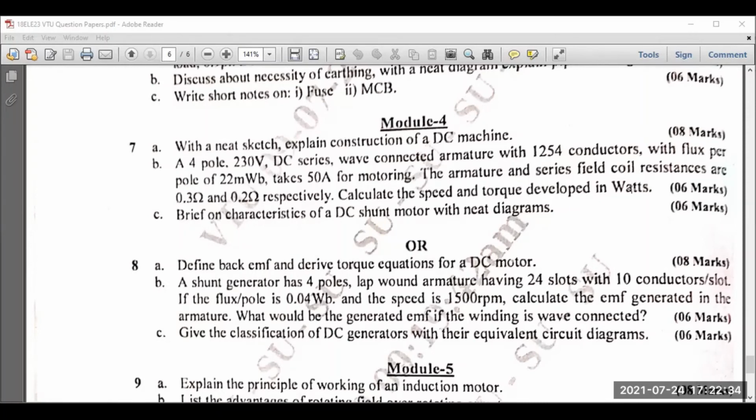So recall the equation of back EMF: EB is equal to phi Z N by 60 into P by A. That is one equation. Related to terminal voltage, EB is equal to V minus IA RA. And the torque equation you also have to mention. If you recall those equations, you can easily solve the problem. Then a brief description of the DC shunt motor with the N-IA characteristics and T-IA characteristics, you can explain easily. If you mention it properly, definitely you can score full marks. Let me show how the answer looks.